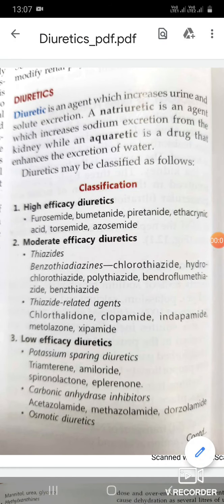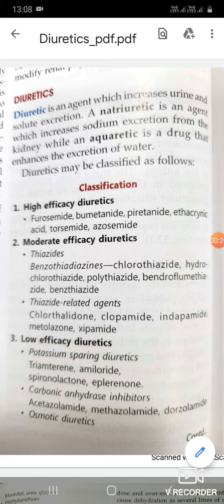Hello everyone. Today we are going to discuss diuretics. Diuretics are those drugs which increase the urine and solute excretion. So, if you want to increase the urine formation and its secretion, then these drugs are used.